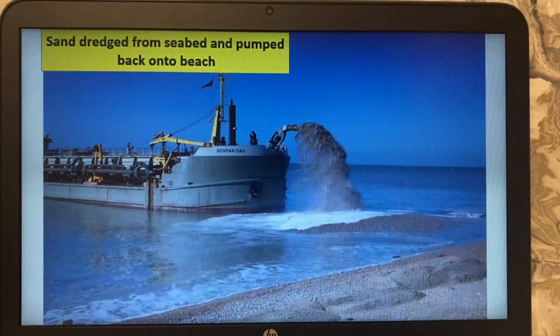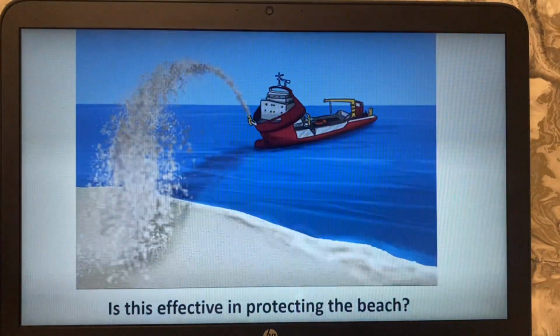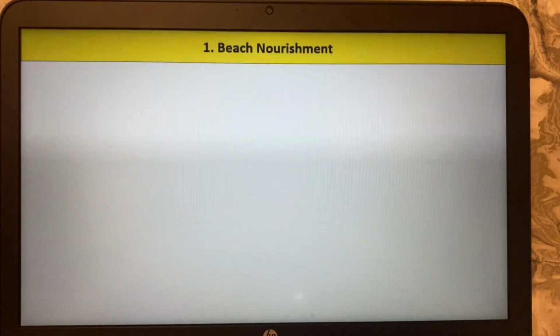So we know that our coasts, our beaches, are losing a lot of sand due to everyday storms and longshore drift. So what can we do to protect our coastlines from erosion? We'll start off with this method over here, if you remember it, which is beach nourishment.